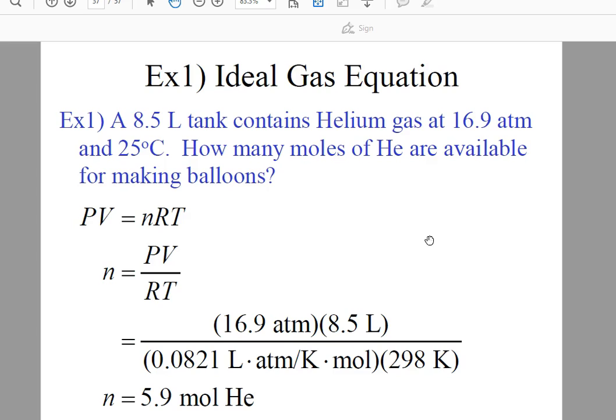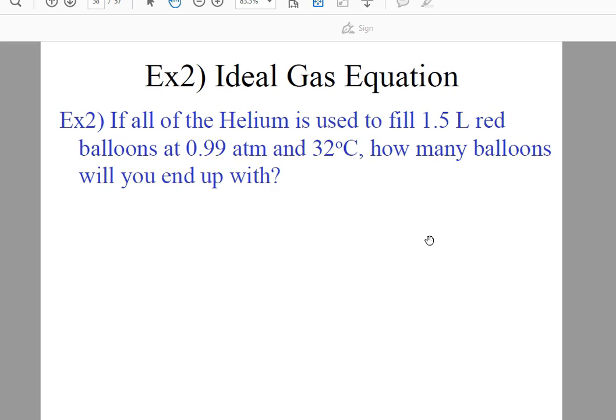So the number of balloons you can make is a lot more than the size of that tank, because the gas is going to expand as you fill those balloons. So this is a reasonable size for a helium tank. The next question is, how many balloons could you fill using this tank? Okay, so moving to example 2, if all of this helium was used to fill 1.5 liter balloons, how many balloons would we end up with?